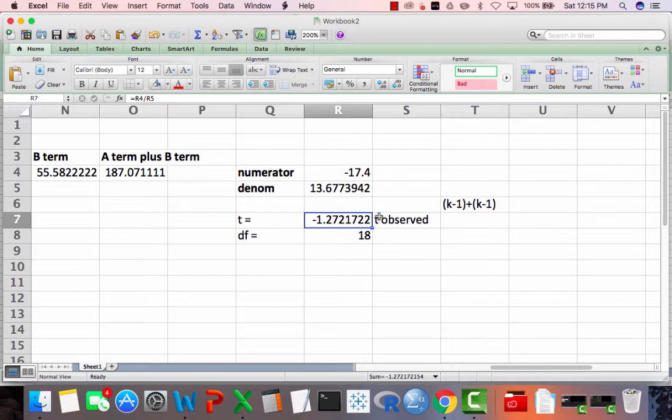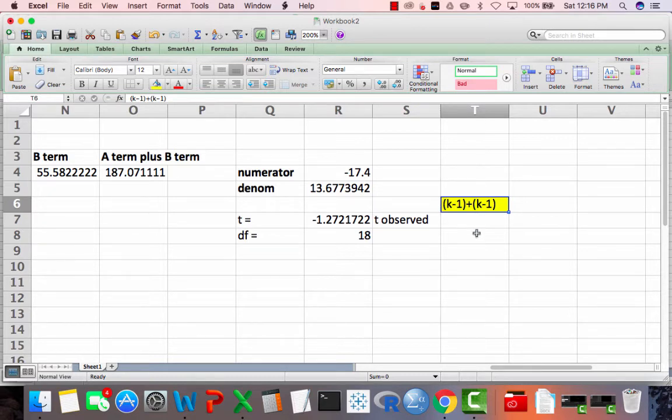So in this case, the degrees of freedom is equal to, I'll highlight it yellow here, k minus 1 plus k minus 1, where k represents the number of people in each group. So k for group A, k for group B. We had 10 people in each group, so 10 minus 1 is 9, and 9 plus 9 ends up being 18. So our degrees of freedom for this test is 18.